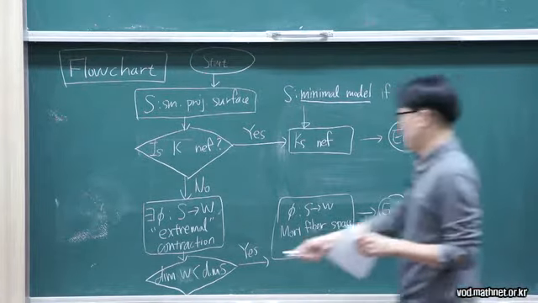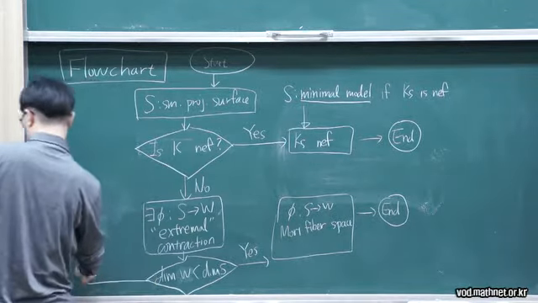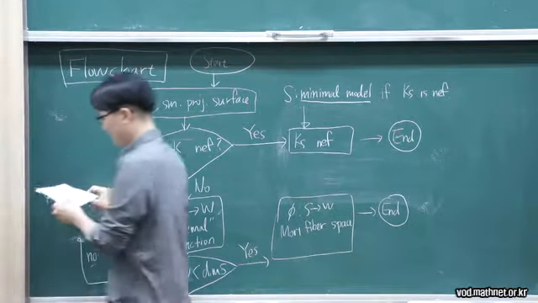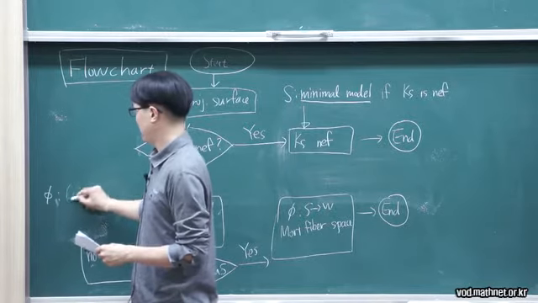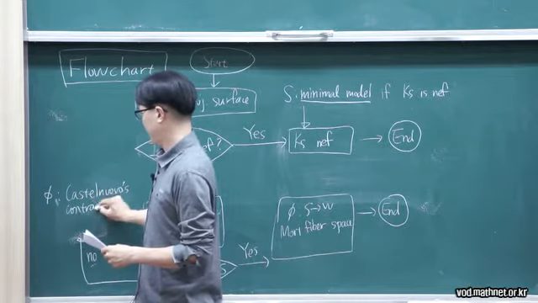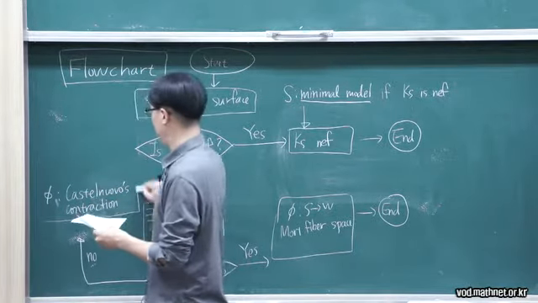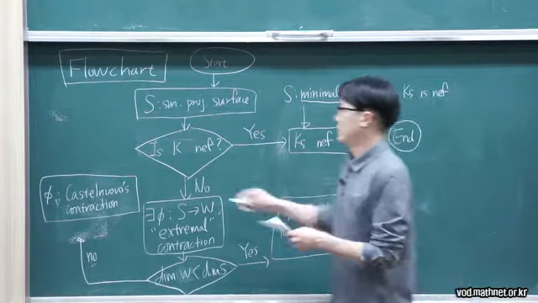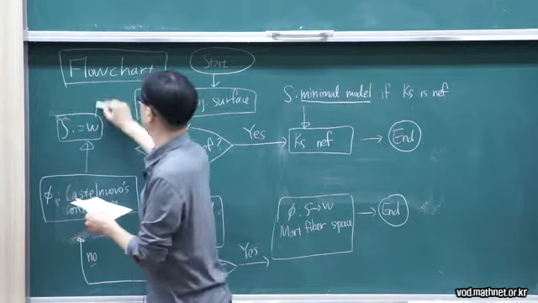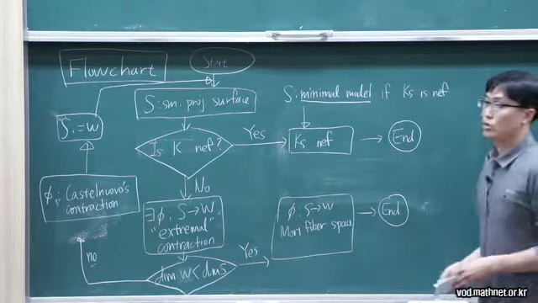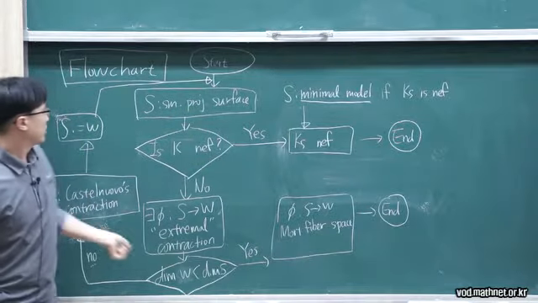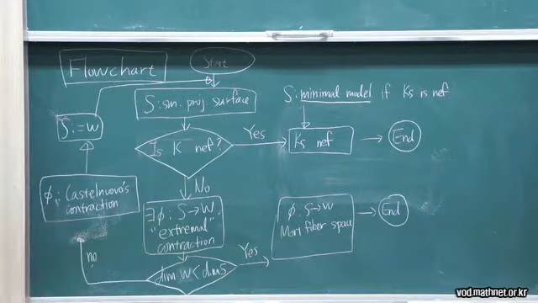And if the dimension is the same, then this map is just a Castelnuovo contraction, so it is just a blowdown. So in this case, let S be W and we do the procedure again. Every time we go to the left side, the Picard number drops by one, so this process should terminate in finitely many steps.